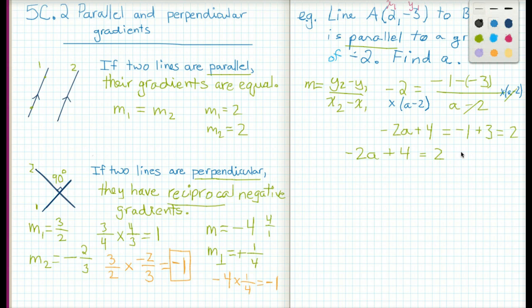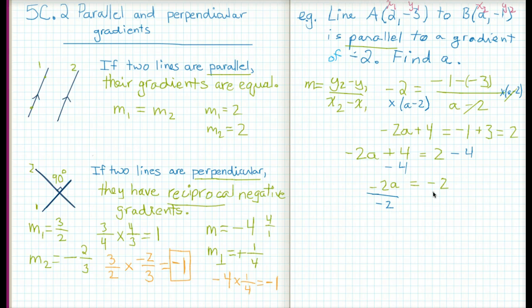The next step is to subtract 4 from both sides, and subtract 4 from this side, and subtract 4 from this side, and get negative 2a equals 2 minus 4, which is negative 2. And then I'm going to divide both sides by negative 2. Always what you do to one side, you always have to do to the other side. Regular algebra rules, and I get a is equal to 1. Okay, so my point B is then 1, negative 1. Question asks to find a, so we're done.